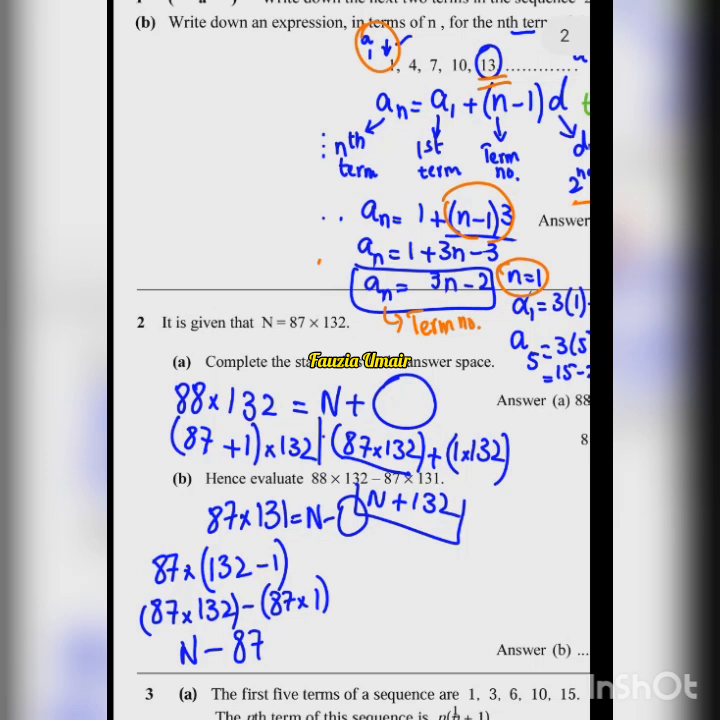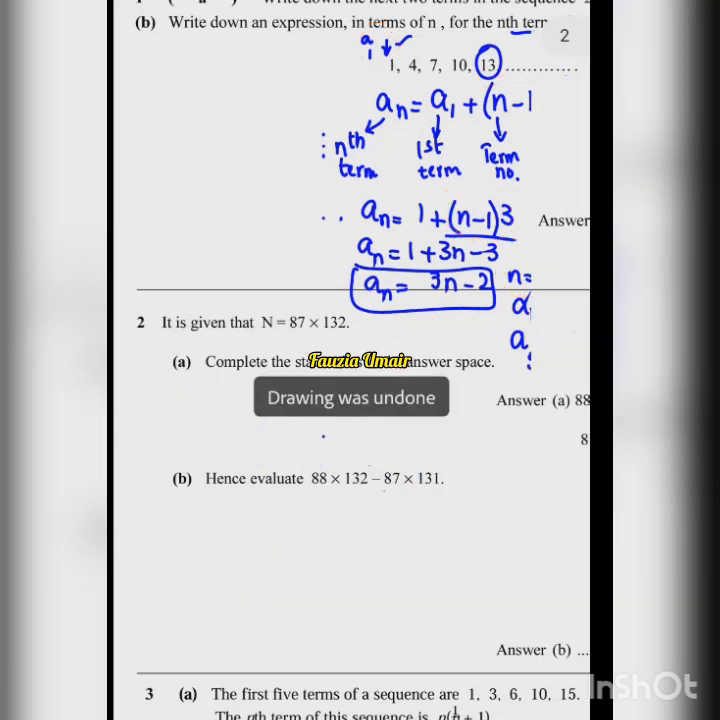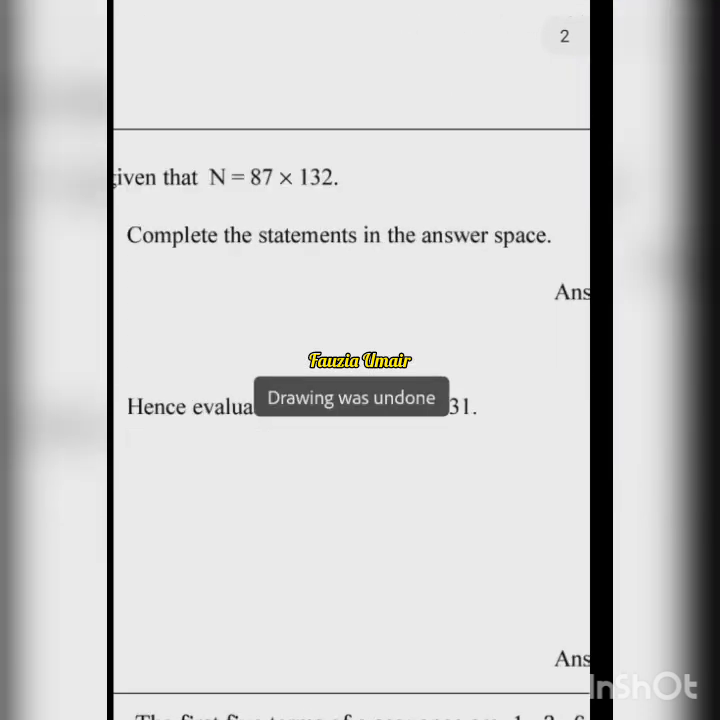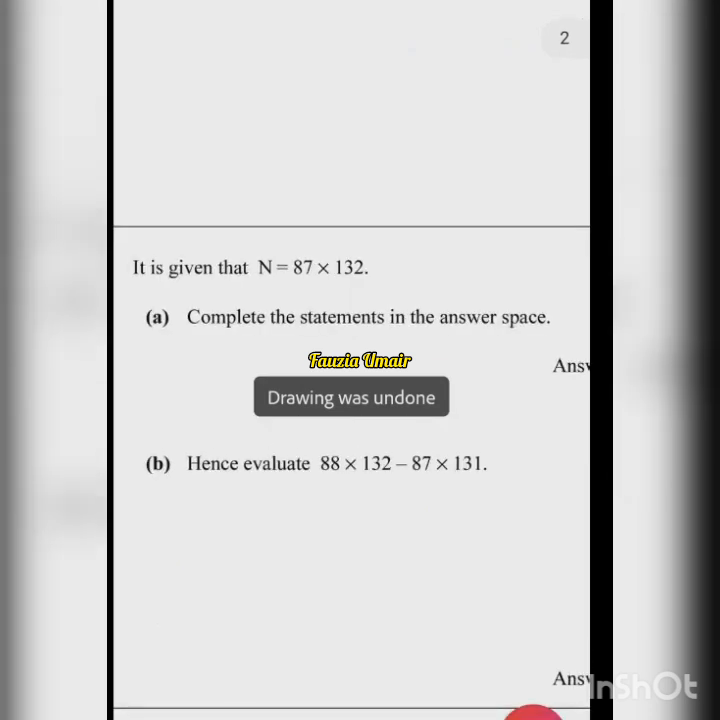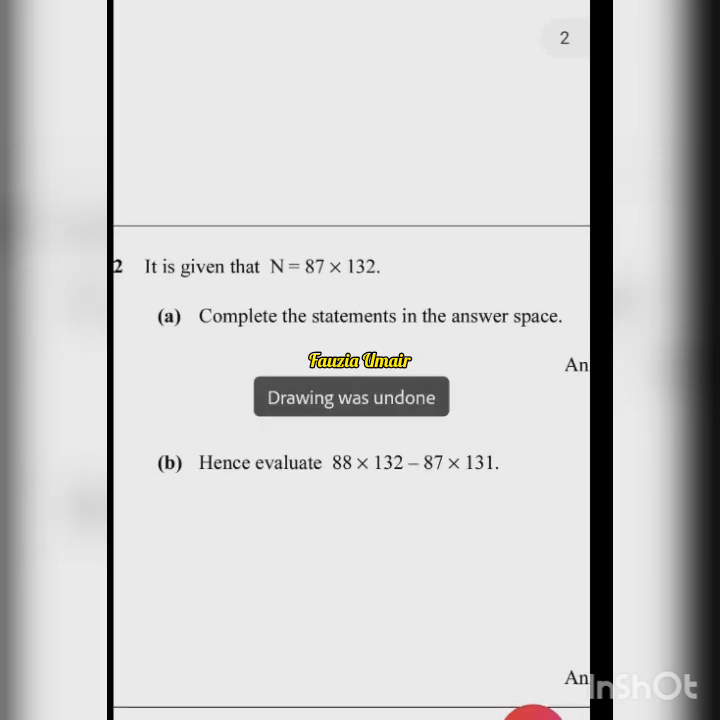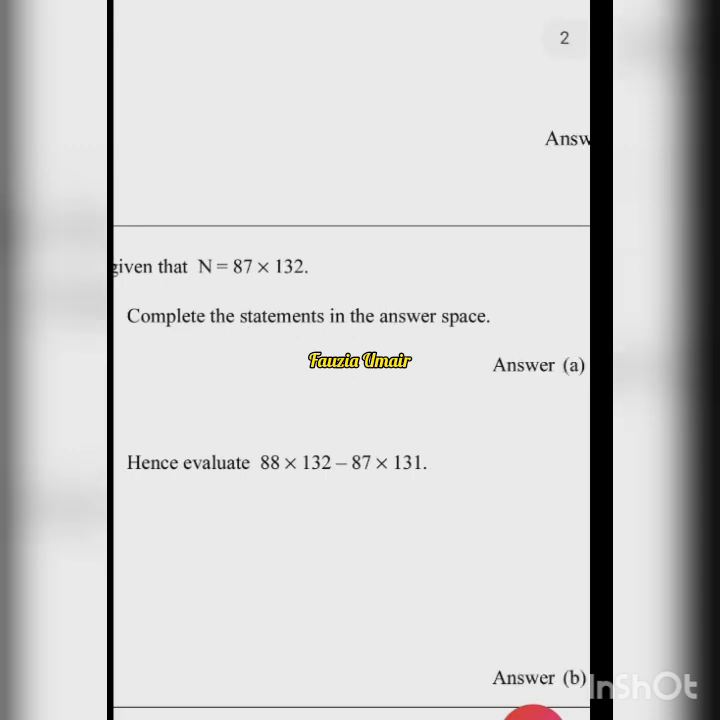Okay, so let me try this again. Just give me a minute. Let's try it again. So the question is that it is given to you that n is equal to 87 into 132. In the A part, they are saying complete the statements in the answer space. So let me take you to the first statement.